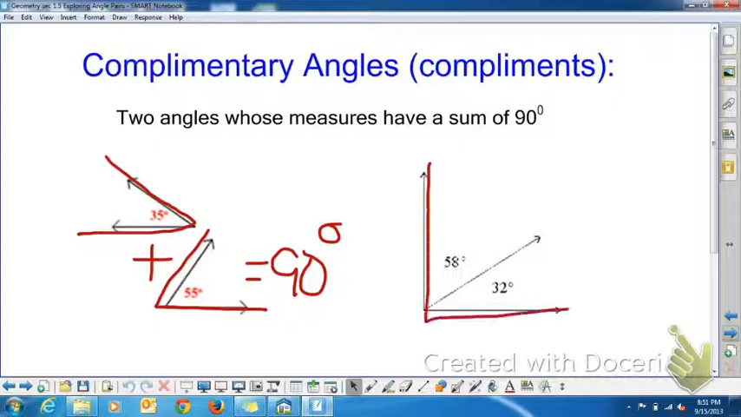This second pair is a pair of adjacent complementary angles. When I add them together, they have a sum of 90 degrees. So this second pair is adjacent. The first pair was non-adjacent. They are both still complementary angles.